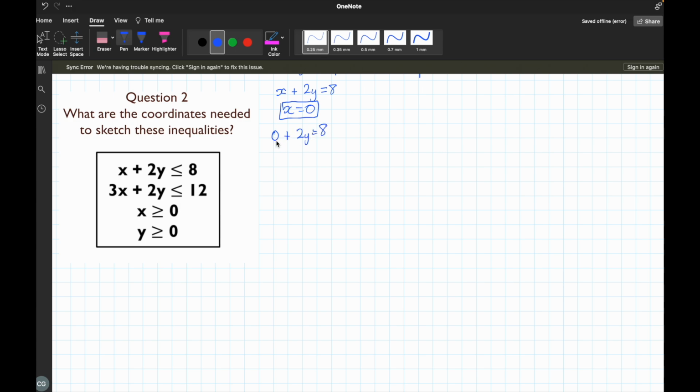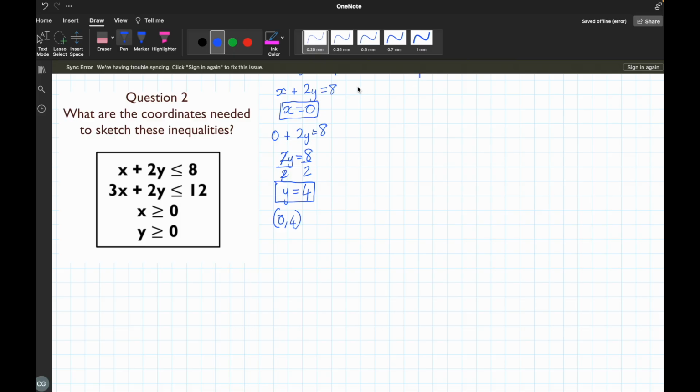Now if x is 0, then 0 plus 2y would leave us with 2y, which is equal to 8. Now to get the y by itself, we have to divide both sides by 2. So therefore I'll have y is equal to 8 divided by 2, which is 4. So when x is 0, y is equal to 4. Therefore our coordinate would be (0, 4).